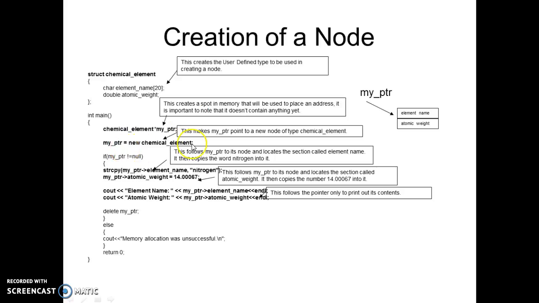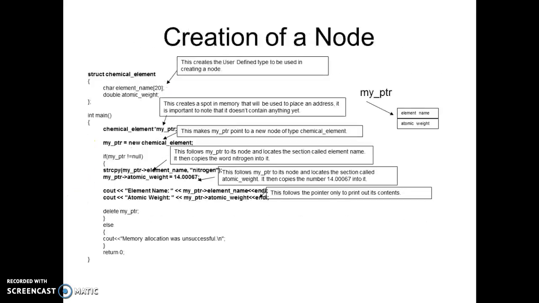Then my pointer equals new chemical element. This makes my pointer point to a new node of type chemical element. So here's our type chemical element. This assigns my pointer to that type of chemical element. Now what's important here, as of yet, chemical element doesn't have any data. I still have to put data in it. This is not a linked list. All this is a pointer to the actual element itself. I haven't done anything with it.